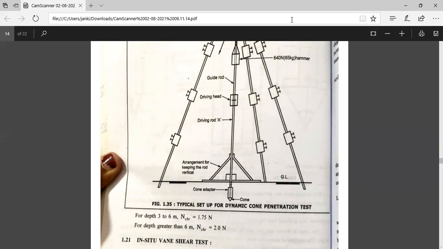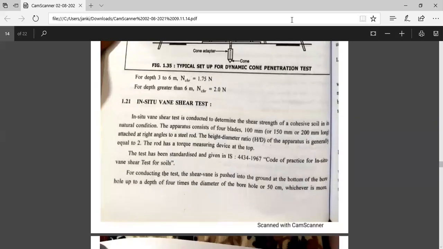Next is the in situ vane shear test. The in situ vane shear test is conducted to determine the shear strength of a cohesive soil in its natural condition. The apparatus consists of four blades, each 100 mm, attached at right angles to a steel rod. The height by diameter ratio of the apparatus is generally equal to 2. The rod has a torque measuring device at the top. For conducting this test, the vane is pushed into the ground at the bottom of the borehole up to a depth of 4 times the diameter of the borehole or 50 centimeter, whichever is more, below the bottom.